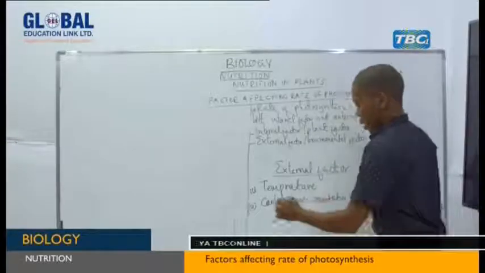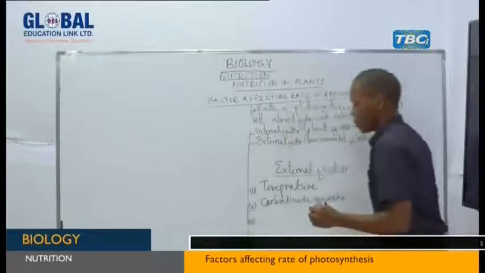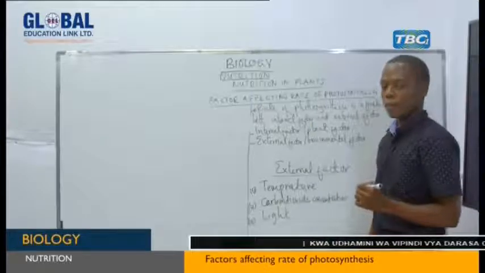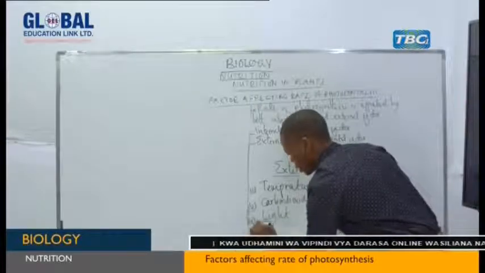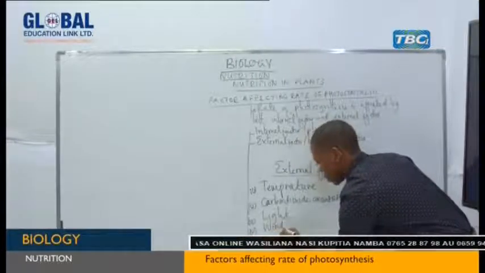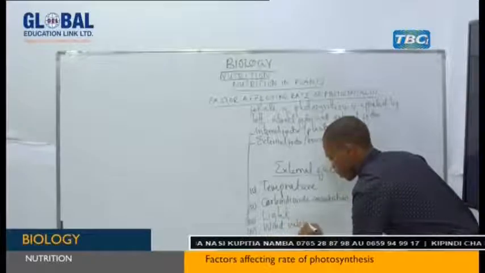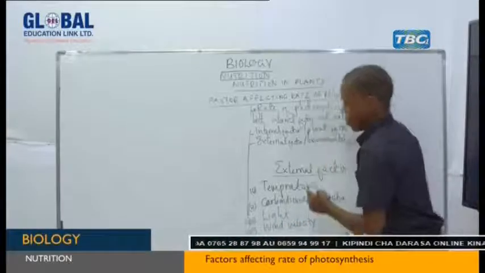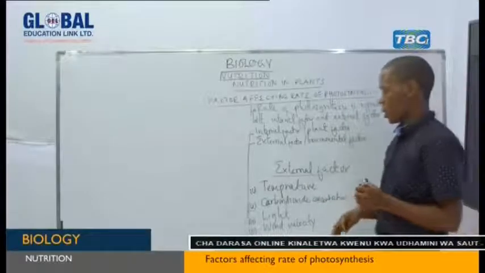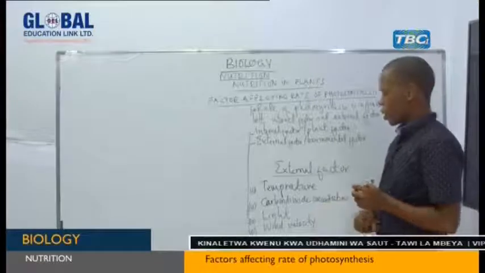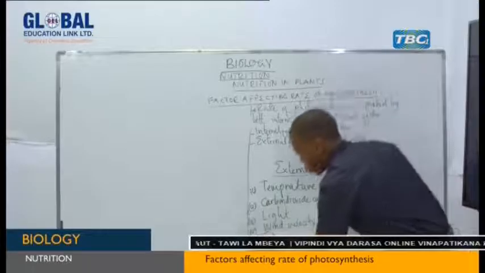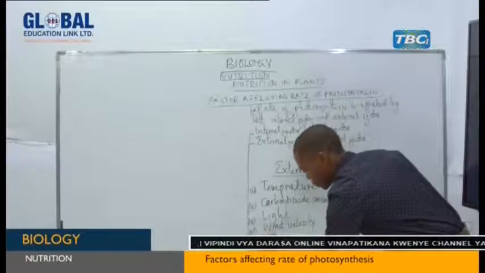Also, another external factors: light, again we have wind velocity. These are some of the external factors which affect the rate of photosynthesis: temperature, carbon dioxide concentration, light, wind velocity, and also we have water availability.